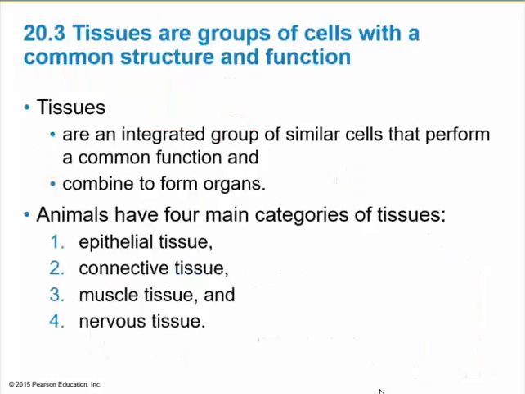All right, so tissues are a group of similar cells that perform functions and combine to form organs. There are 4 main categories of tissues. Number 1 is epithelial tissue. Number 2, connective. Number 3, muscle. And last but not least, nervous: brain, spinal cord, peripheral nerves.